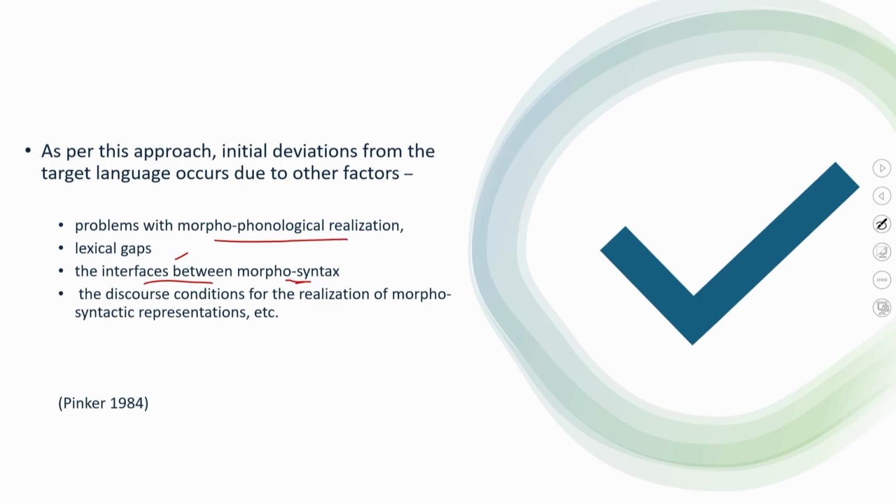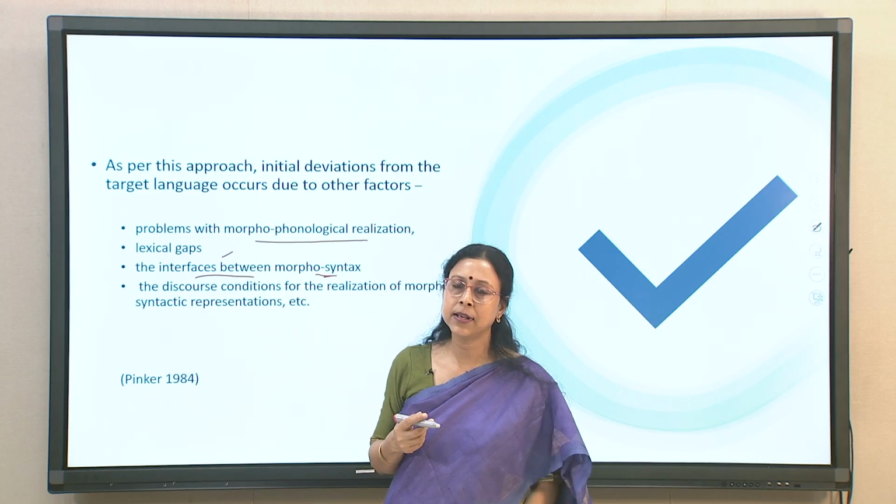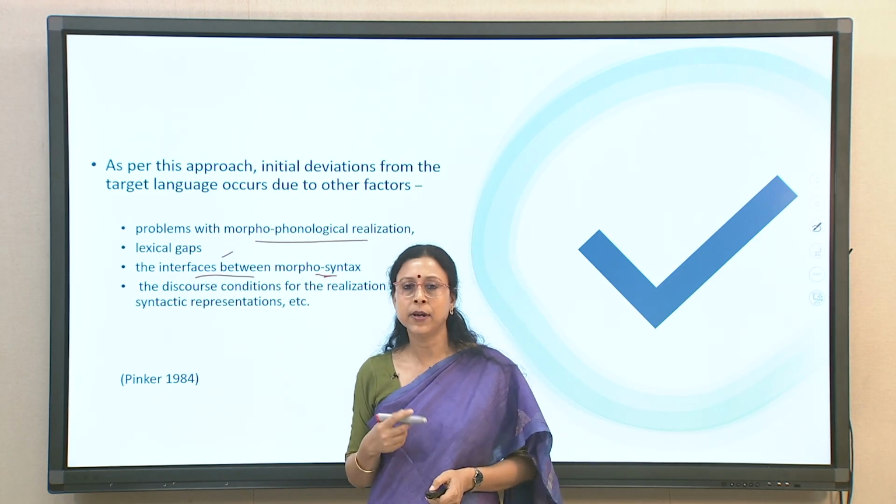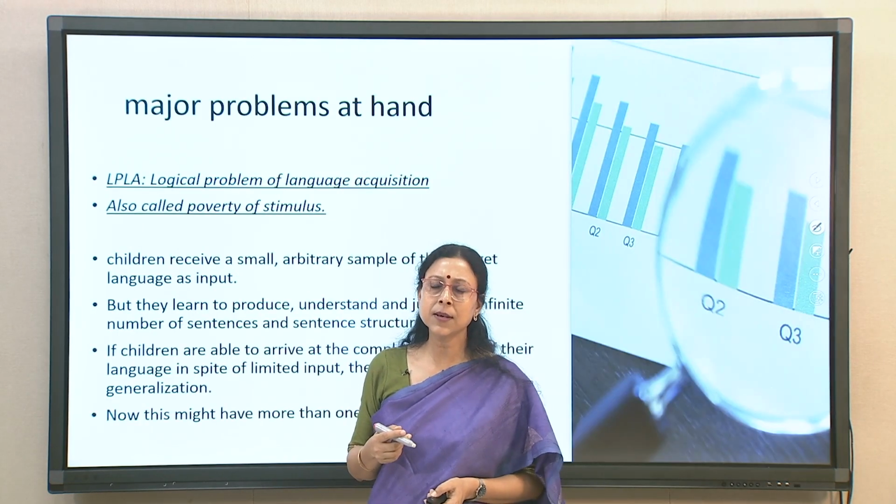So, it is not like the structure is not there. The structure is already there, the representation is already there, but in order for them to realize it, they need to take into account all these other problems, and that is why we see that in the beginning they do not approximate the target structure the way they should. So, these are the problems.